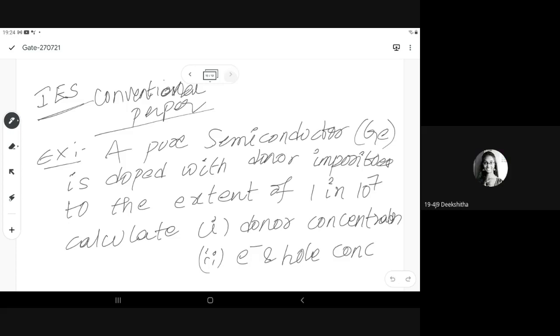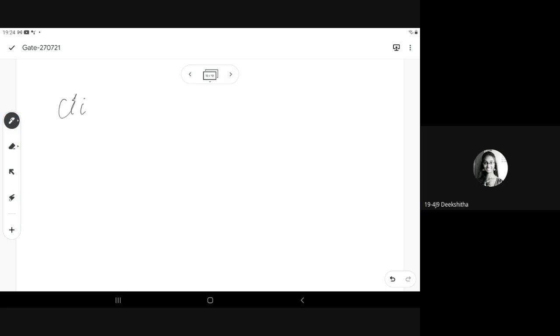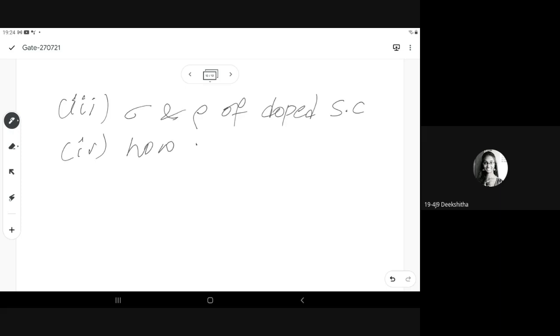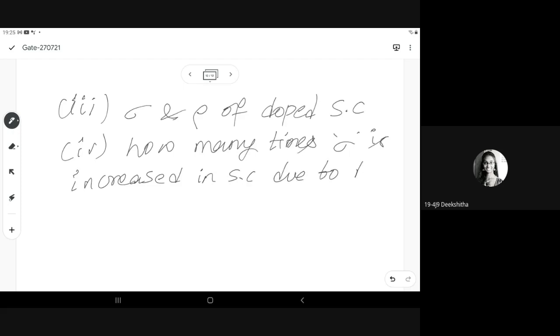Third one, the conductivity and resistivity of the doped semiconductor. And fourth one, how many times sigma is increased in the semiconductor due to doping. So due to doping, how many times has the conductivity been increased?